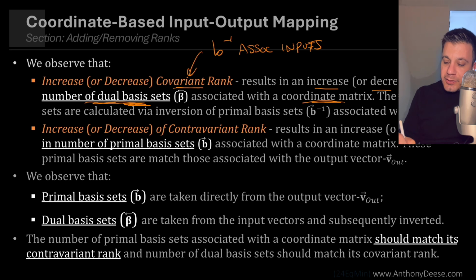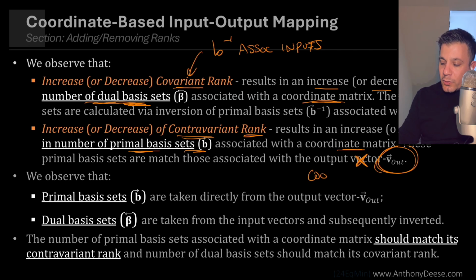And if we increase or decrease the contravariant rank, it results in an increase or decrease in the number of primal basis sets associated with that coordinate matrix, and those match up to the output arrays that are combined via tensor product to generate the output. I apologize, I probably shouldn't say vector here. This should be coordinate array.